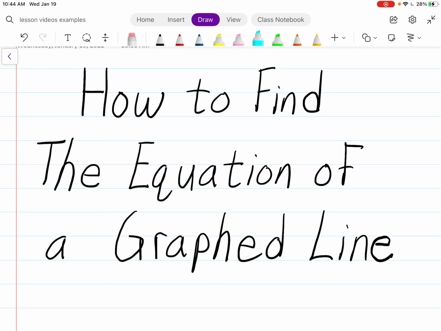Today's video is how to find the equation of a graphed line. Now, with the equation of a graphed line, we want to make sure everything is in slope-intercept form once we identify the slope and once we identify the y-intercept.